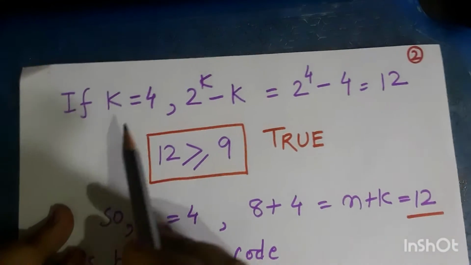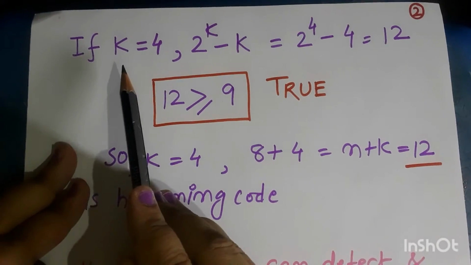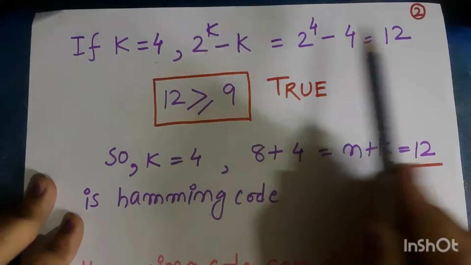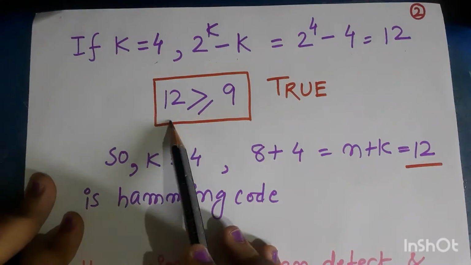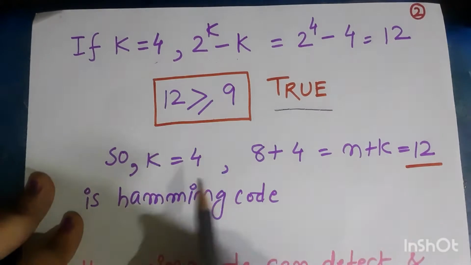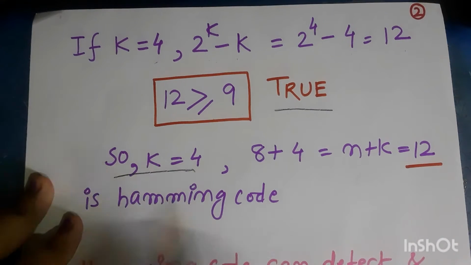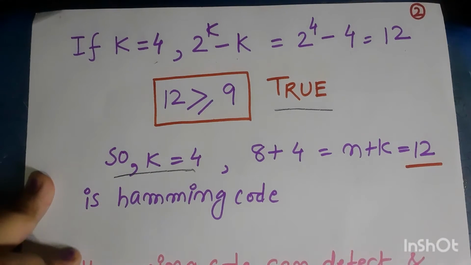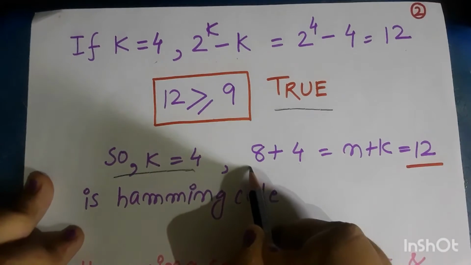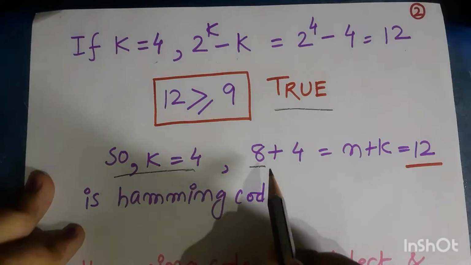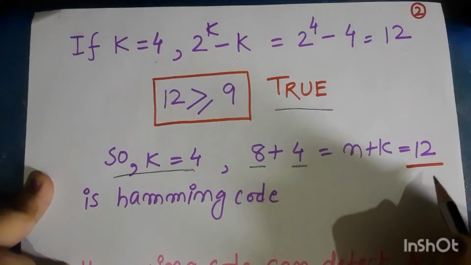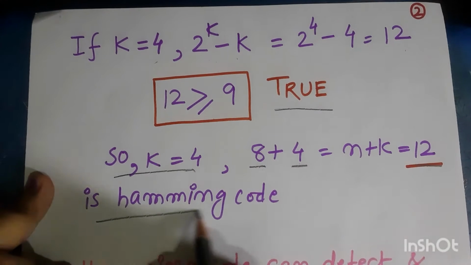Now let's take k equal to 4. So 2 raised to k minus k is equal to 12. 12 is greater than or equal to 9. So the condition is true. So k is equal to 4. Okay. And the Hamming code is 8 plus 4. 8 is the number of data bits in the data word, 4 is the parity bits. Total is the 12 bits of the Hamming code.